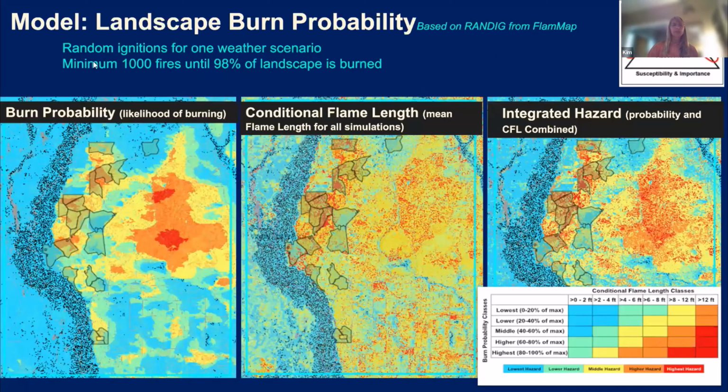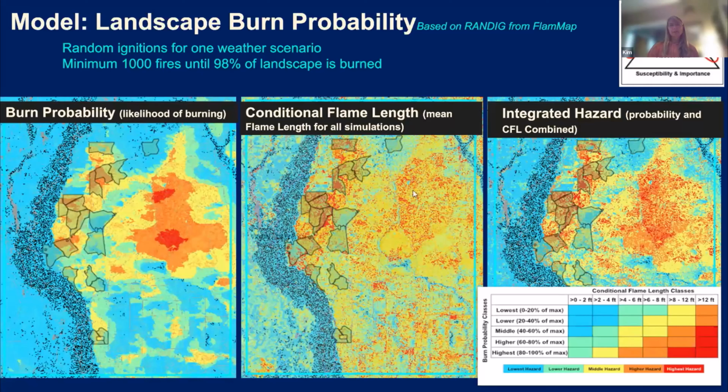So basically what the model does is you give it a worst case weather scenario, and then it runs as many fires as it'll take until it's burned 98% of the landscape. So a minimum of 1,000 fires, but it could be upwards of hundreds of thousands of fires, depending on how big your landscape is. And that gives you a probability of each of those pixels burning.